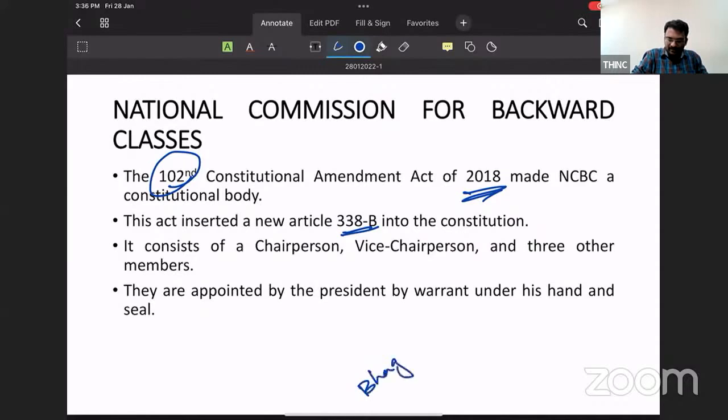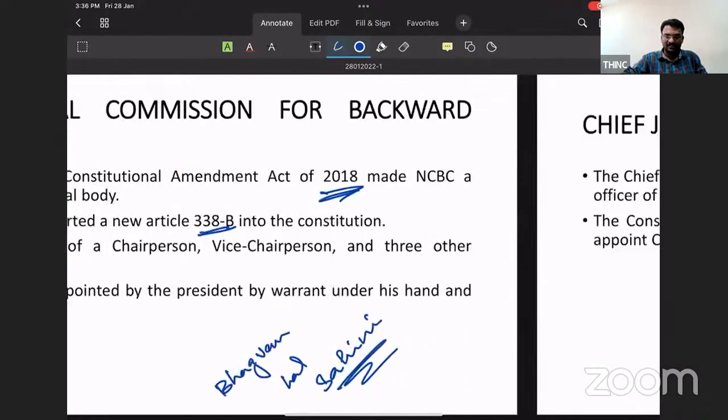And the current person who is Bhagwan Lal Sahni is the current chairperson of the National Commission for Backward Classes.